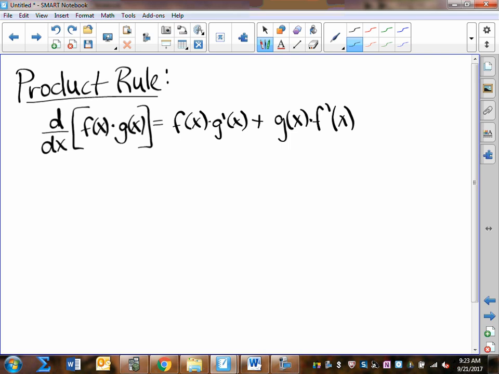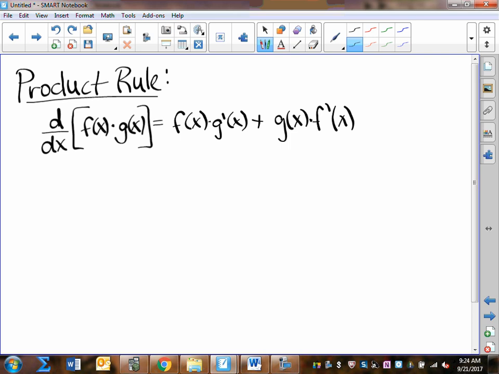Now since this is all just addition and multiplication, remember it's the commutative property. I could have done g prime of x times f of x, right? That's the same thing. And f prime of x times g of x. I could have also flip-flopped these. I could have started off and said g of x times f prime of x.